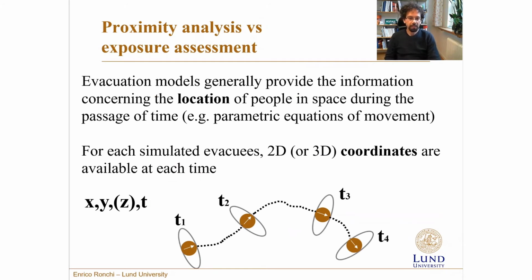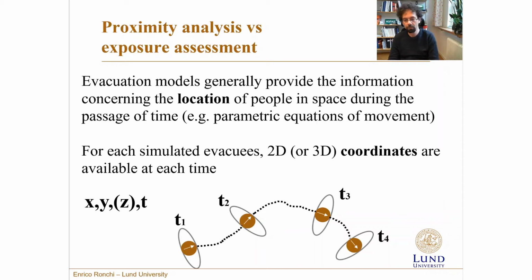So the next part which I will talk about is the proximity analysis versus exposure assessment. The idea here is that we know that the evacuation models, at least microscopic agent-based models, generally give us the location of people in space during the passage of time. So basically we get some sort of parametric equations of movement, which means that for each simulated evacuee, we have coordinates available at each time step.